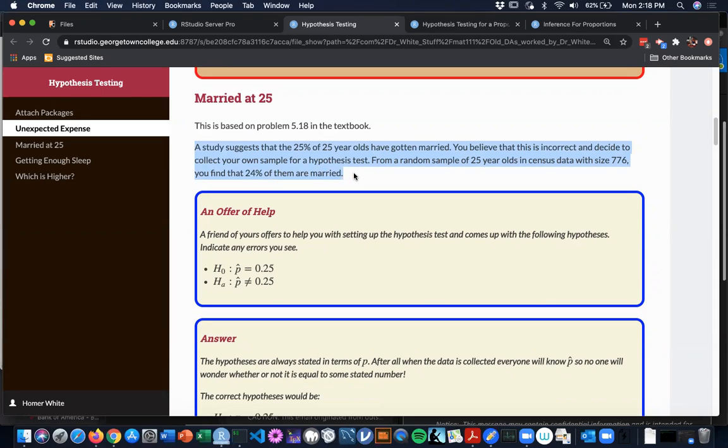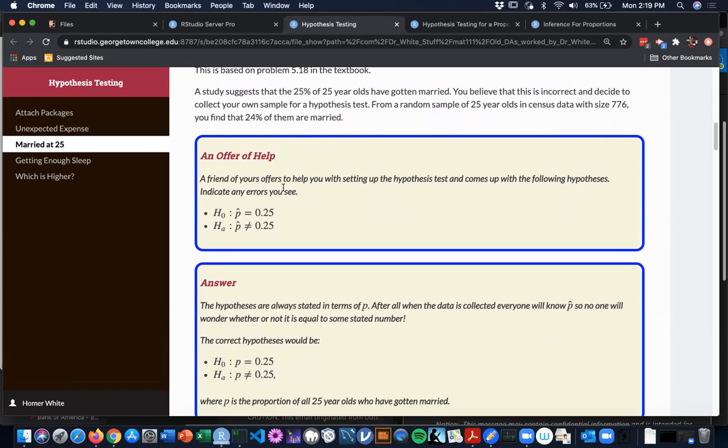So you've got some previous study that suggests that 25% of 25-year-olds have gotten married by that time in their life, and you doubt that study for some reason. And so you decide to collect your own sample and do a hypothesis test to see whether it really looks plausible that 25% of the population of 25-year-olds have gotten married by now. Let's see. Well, it looks like you take a random sample of 776 25-year-olds, and you find that 24% of that sample are married.